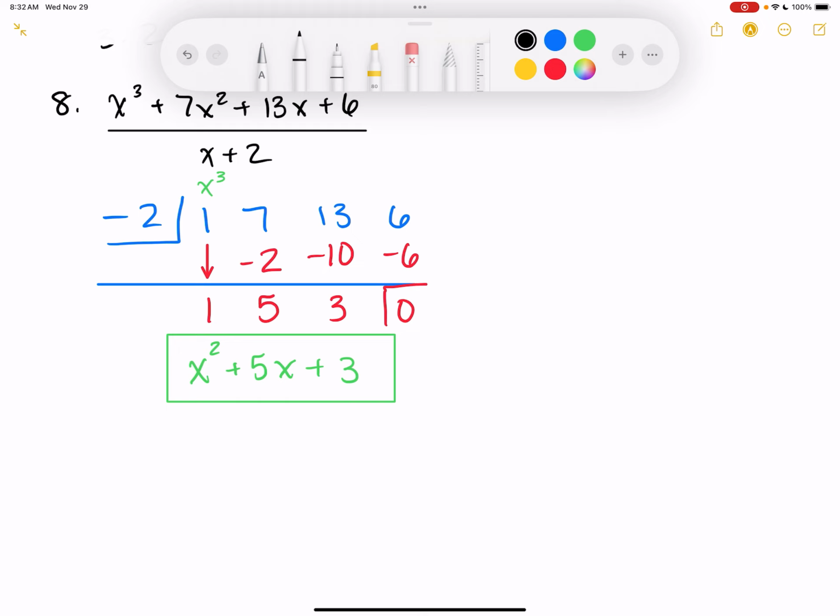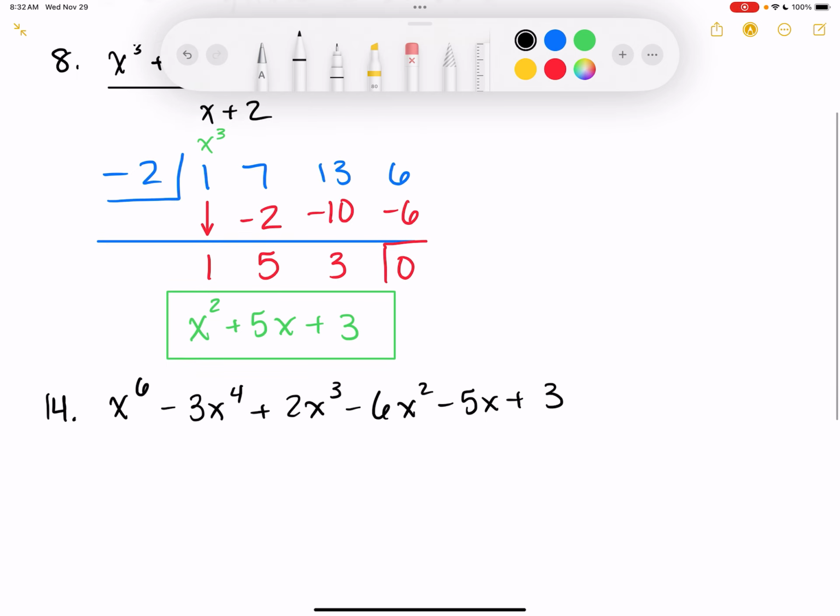Let's see. 14. x to the 6th minus 3x to the 4th plus 2x cubed minus 6x squared minus 5x plus 3. And this is going to be divided by x plus 2.